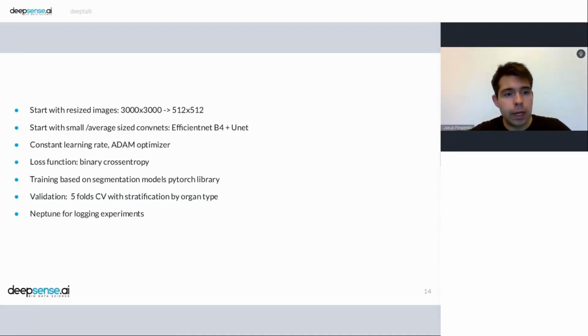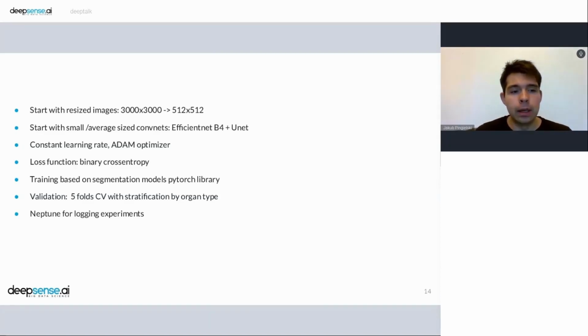Some more technical details regarding the training procedure. I used a constant learning rate, Adam optimizer, and binary cross entropy for the loss function. I based my code on a library called segmentation models PyTorch, which I highly recommend since it has implemented many different architectures with weights.